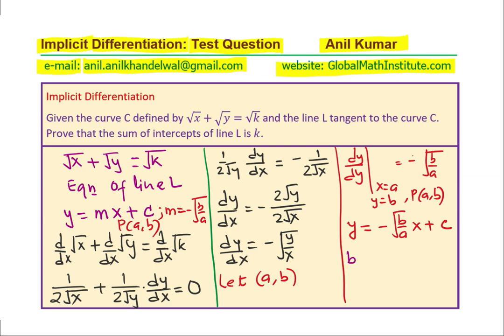So we have b equals minus square root of b over a, the x value being a, plus c. Taking this to the right side, we get b plus square root of b squared over a, and that simplifies to b plus square root of ab, which equals c. So the y-intercept is clear to us: y-intercept is b plus square root of ab. That gives you the equation of the tangent line.